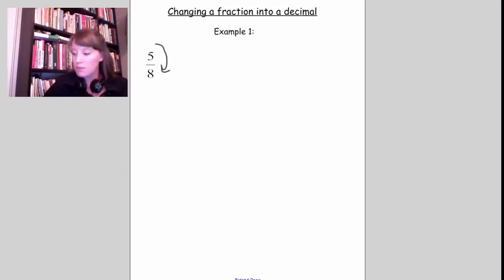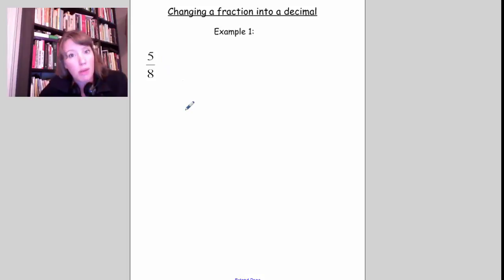Okay, so here we have the fraction 5/8. We're going to talk about changing that into a decimal. Now the first thing you have to understand about fractions, which you probably already understand being in 8th grade, is that the numerator represents how many you want, what you're dividing into. And the denominator represents how many you're dividing by. So we're taking 5 and we're going to split it up into 8 parts.